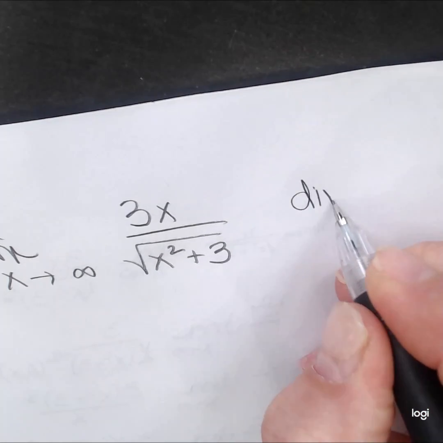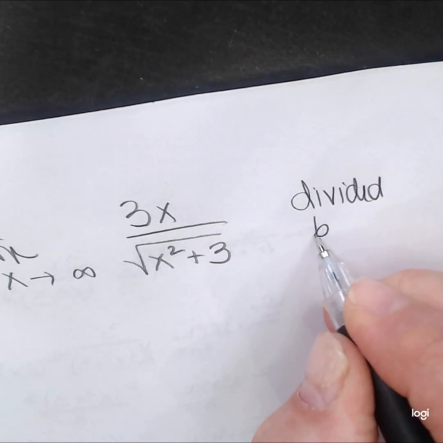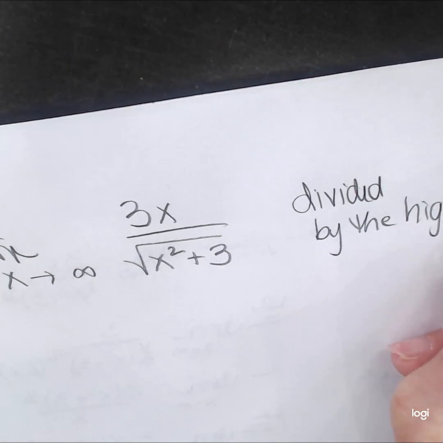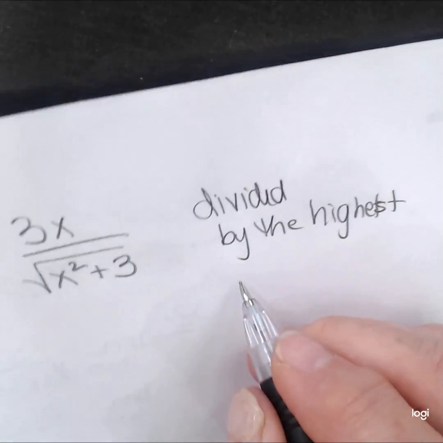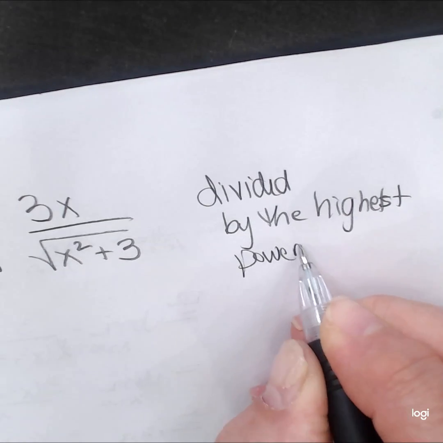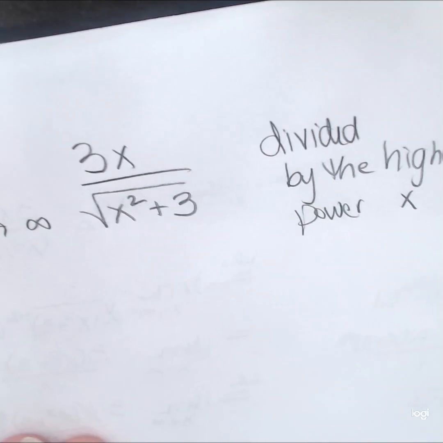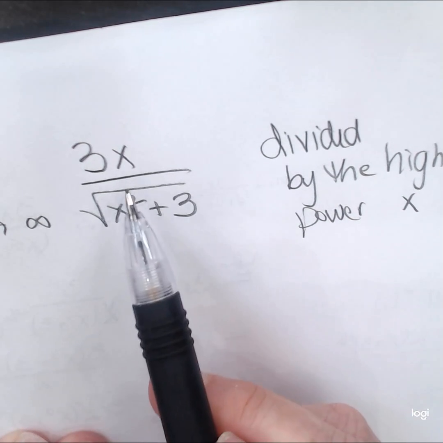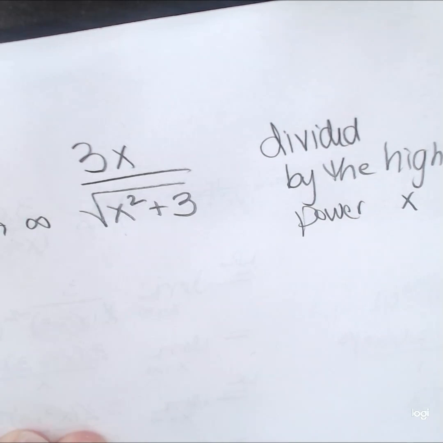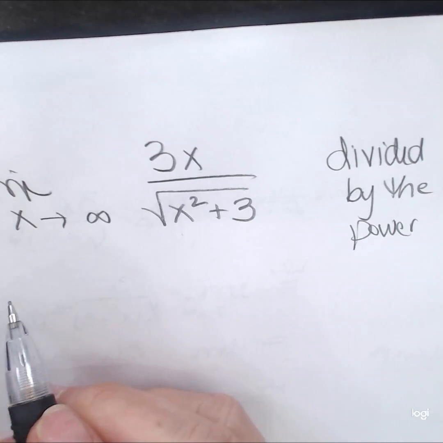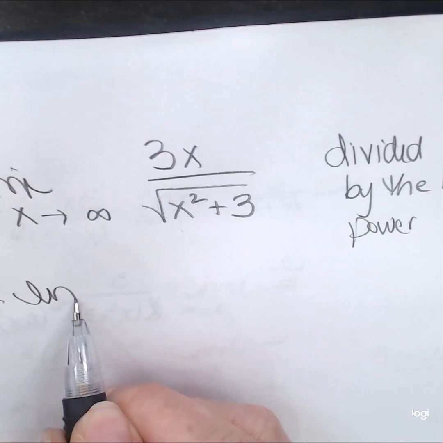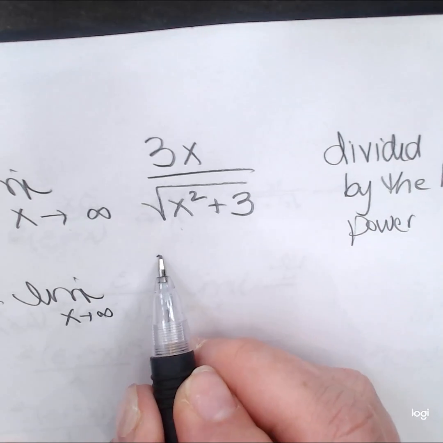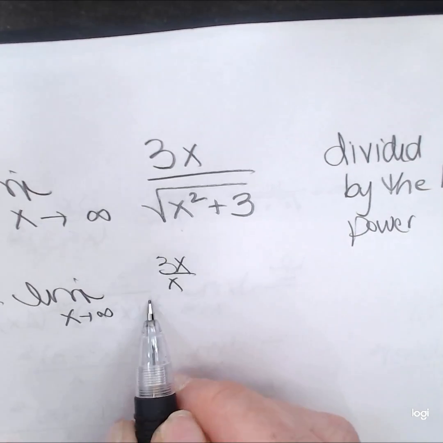Well, we divided by the highest power of x. That means simply dividing each and every term by the highest power of x. The highest power of x is simply an x. However, watch how I'm going to do this. I'm going to rewrite this as the limit as x approaches infinity of 3x divided by x.